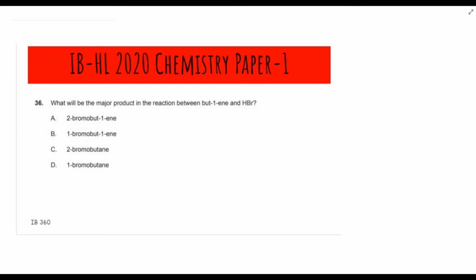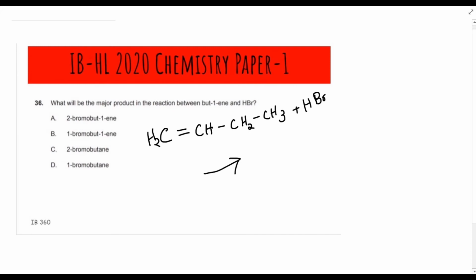Now, in this question, we need to find out what would be the major product in the reaction between but-1-ene and HBr. So but-1-ene looks like this. Let's not draw it like this. This is but-1-ene. When we add HBr to it, if we had added peroxide, then we would have written the anti-Markovnikov product. But in this case, there is no peroxide added, so we will just have the Markovnikov product. That is, bromine would be substituted on the middle carbon, the inside part of the double bond, and hydrogen would be added to the terminal carbon. So this is the correct answer.